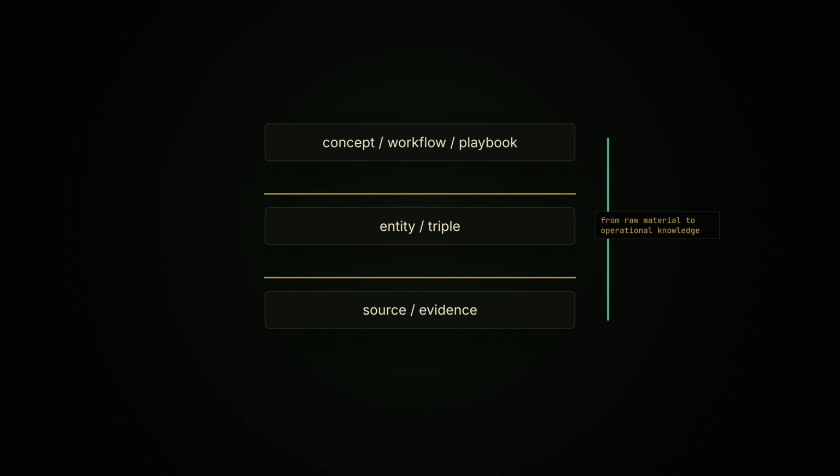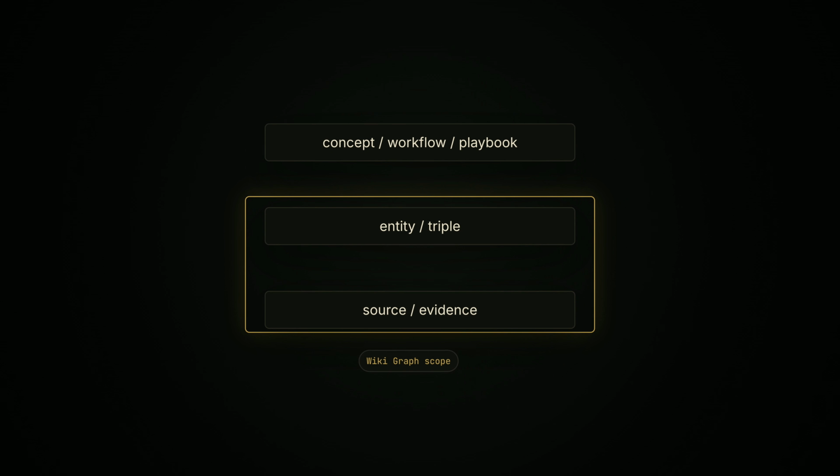It can be understood as a system that moves from raw material to higher-level knowledge work. At the bottom there is source and evidence, meaning the original material and its evidence locations. Above that, there are entity and triple objects extracted from source. Above those there are concept, workflow, and playbook objects that support collaboration and agent use. Wiki Graph sits at the bottom of this system.